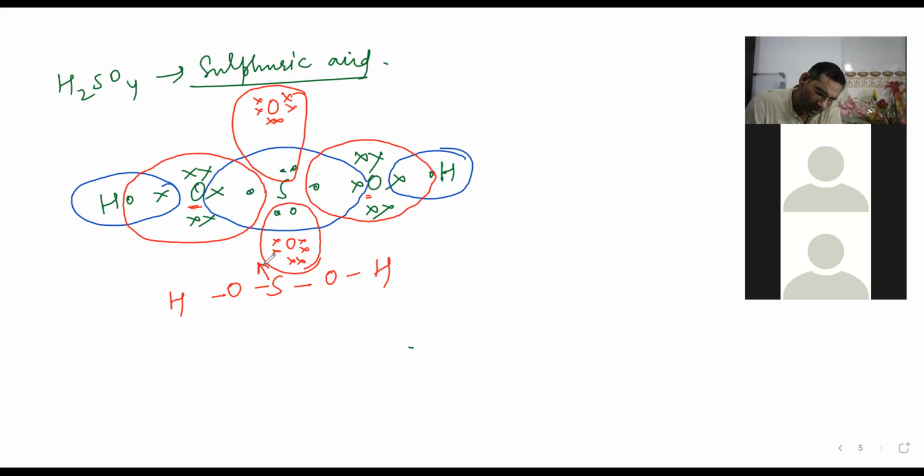Now see, coordinate bond one here and one here. This is the Lewis electron dot structure. This is Couper's graphical formula. This is also a dibasic acid.